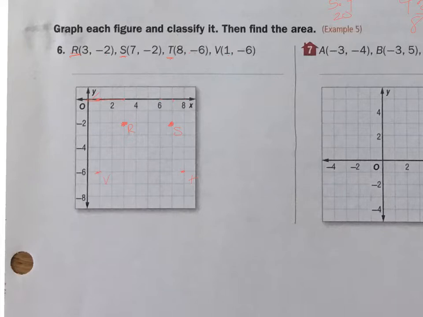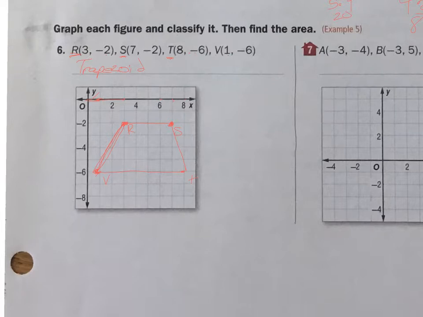That's V. Now if I connect these like this, and this one goes like here, it looks like I have a trapezoid. That was kind of a bad drawing, but I'm going to classify it as a trapezoid. And then it says find the area.